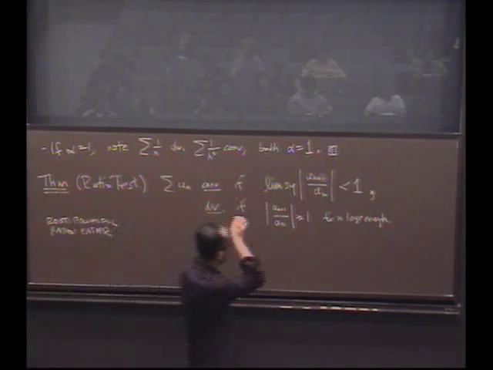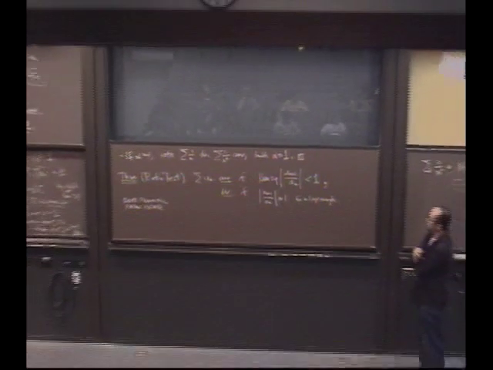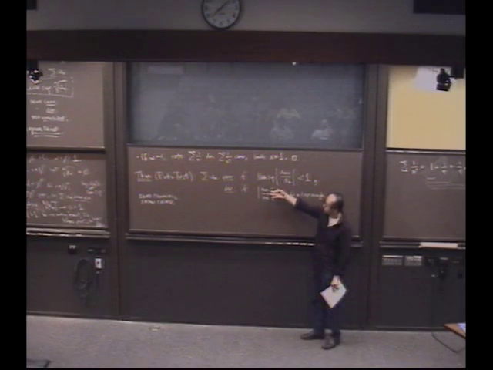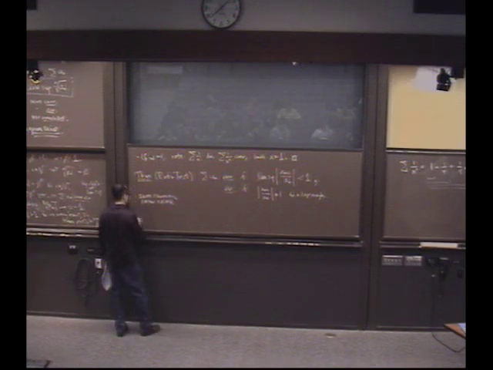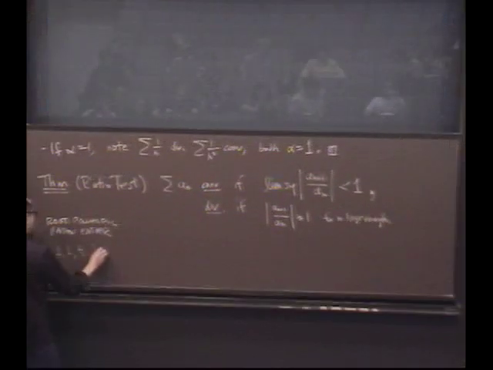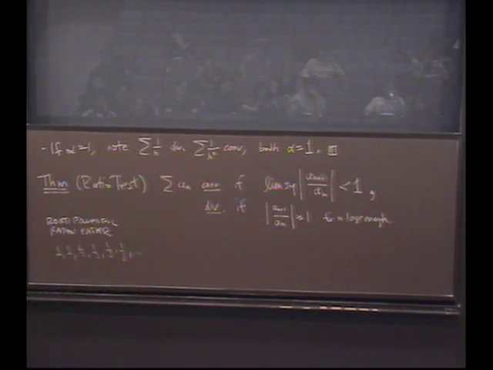Now, the reason that the ratio test is not always so powerful is that there are sequences which converge, but for which this ratio thing doesn't give much information, right? So you might imagine a sequence like, how about this one? 1, 1, 1 half, 1 half, 1 third, 1 third, dot, dot, dot. Well, every other ratio is going to be 1 here, isn't it?